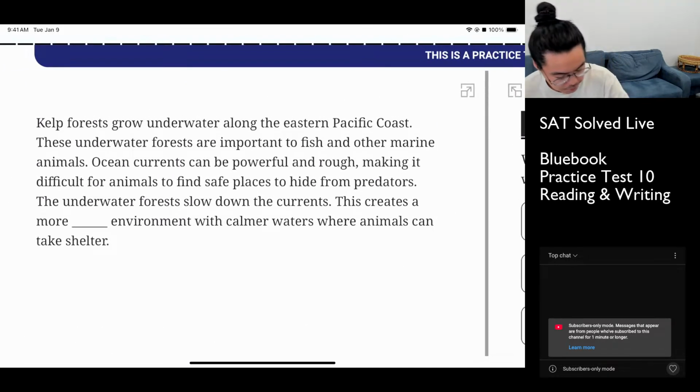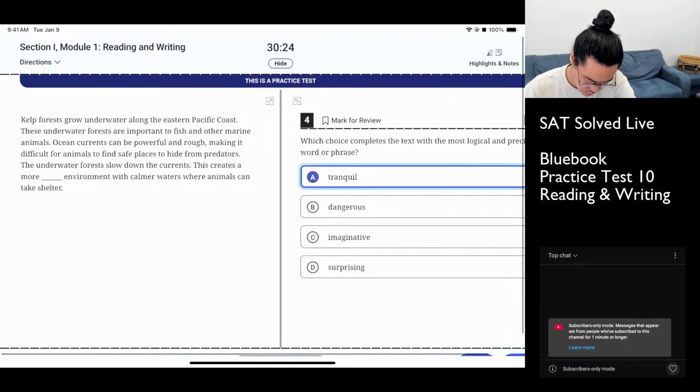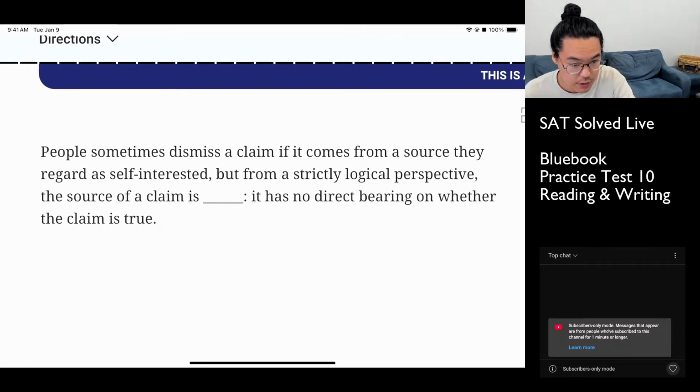Kelp forest, here we go. Underwater, important fish, other marine animals, okay. Ocean currents can be powerful, rough on animals. So then the forest, okay, good. The kelp forest slows down the currents. This is more stable. It's the opposite. It's safe and stable, the opposite of powerful and rough and difficult to hide. Tranquil, stable. There we go. That has to be the correct answer. I did quickly check the other ones, but that has to be the correct answer.